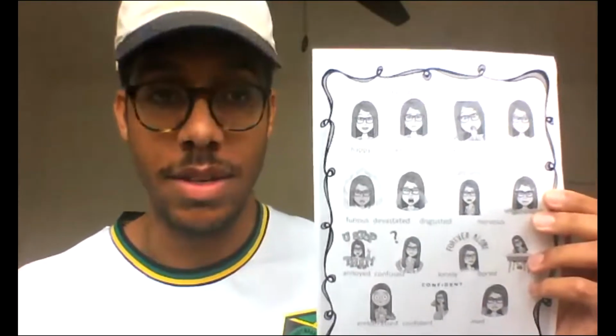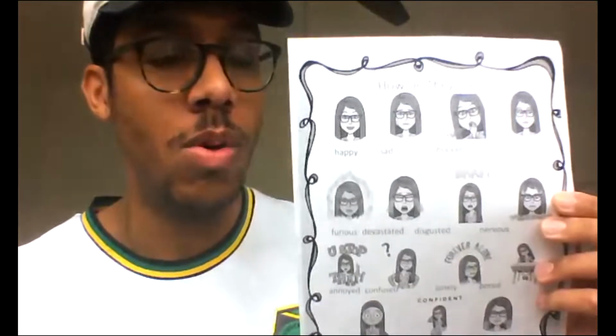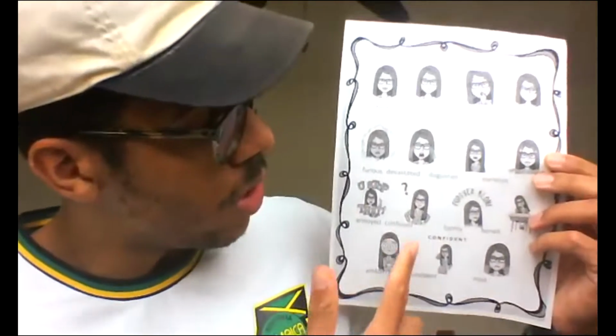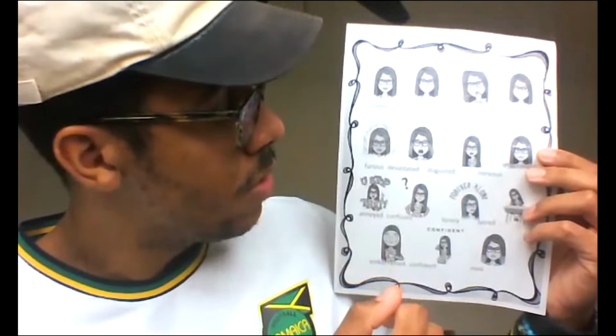She's disgusted. So, good readers know that a character can feel more than just happy and sad. They can feel confused. They can feel disgusted, nervous, furious. There's all different sorts of things that a character can feel in the story.